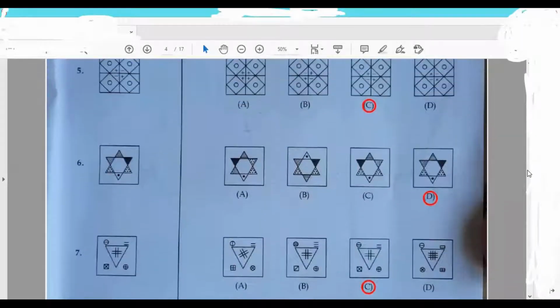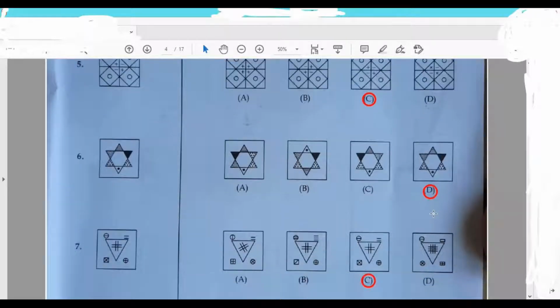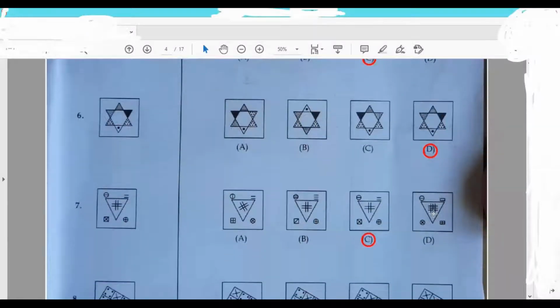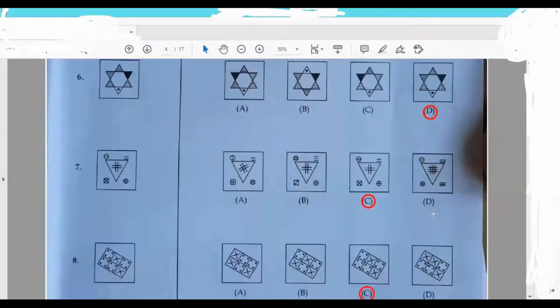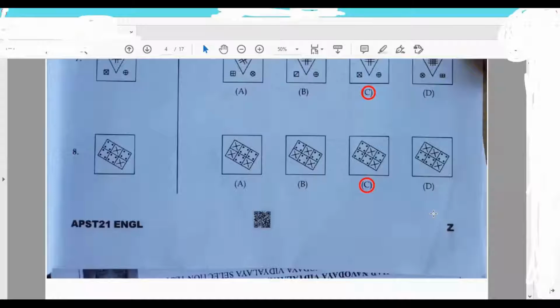For the fifth question, the correct answer is C. You can see it is the same in the C part. For the sixth, the same one is D. For the seventh, the same one is C. For the eighth, the same carbon copy answer is C again. So this is for 5 to 8.